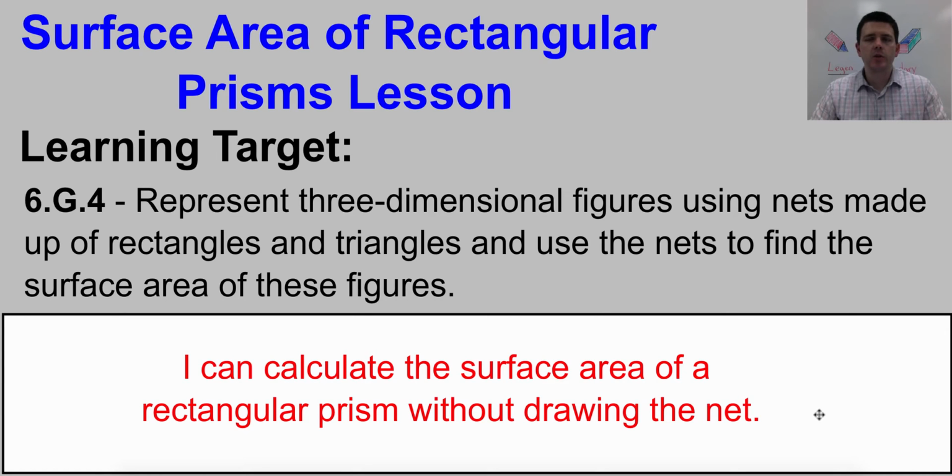In our last video or two, we've been focusing on how to unfold our rectangular prisms, how to turn them into a net, so that way we can see all the different faces, and then we can start to find the areas of each of those faces, and then we added them all up to find our surface area.